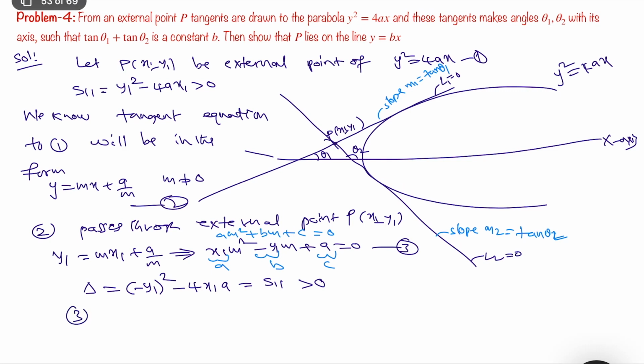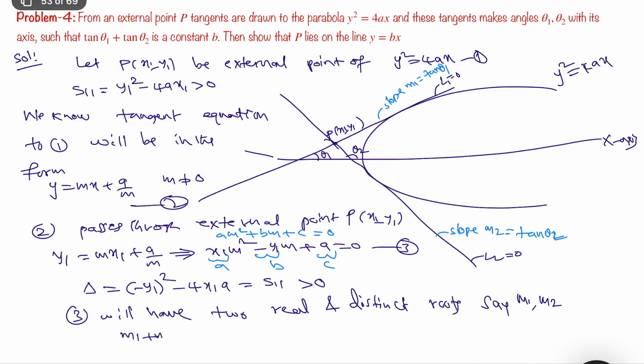So 3 will have two real and distinct roots, say m1, m2. Then what will be the sum of the roots? m1 plus m2 is going to be minus b by a, right? So here that means minus of minus y1 by what is a here? x1. So this is going to be m1 plus m2 equal to y1 by x1.